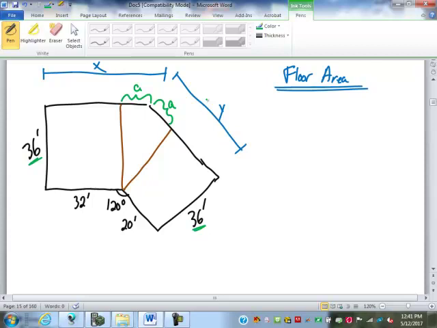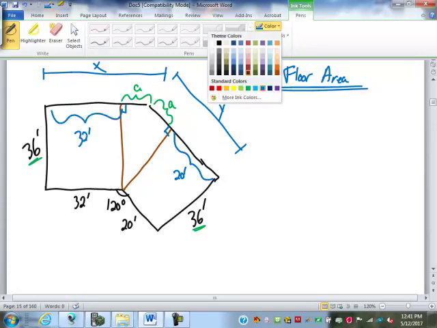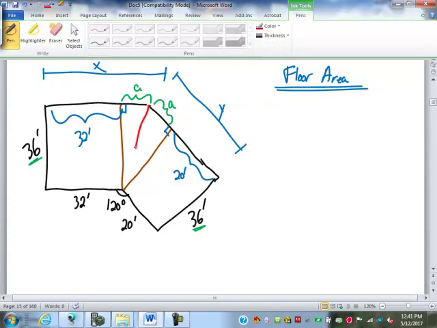Since those are the same, now I have a right angle here and here, correct? So that means this distance here is 20 feet, right? This distance here is 32 feet. I can cut this across here. Those two triangles are going to be equivalent, just mirror images of each other. Right?